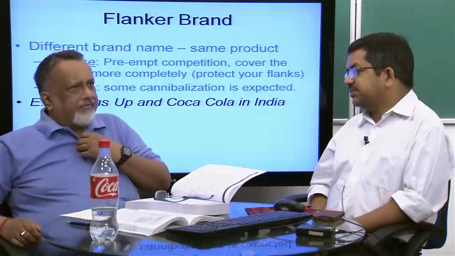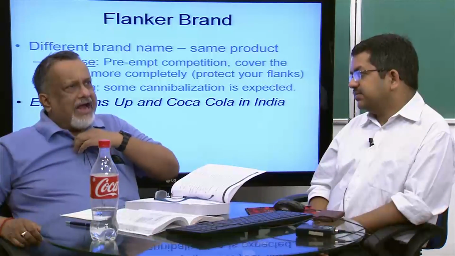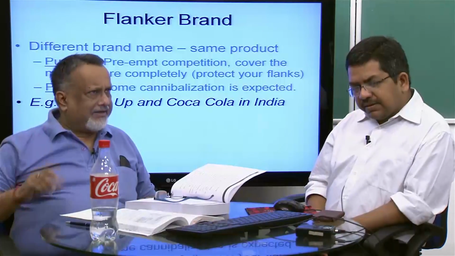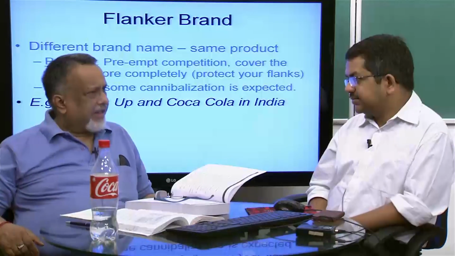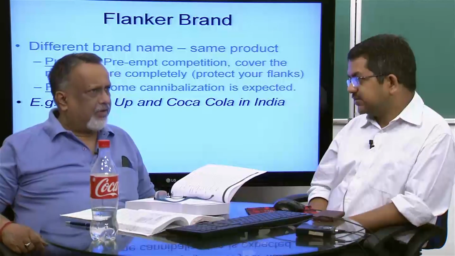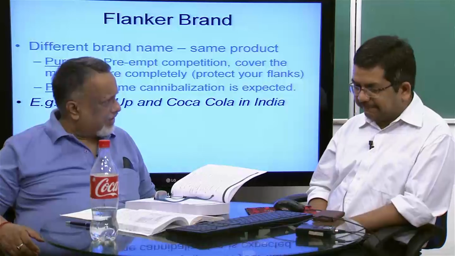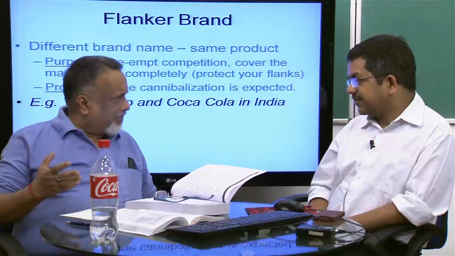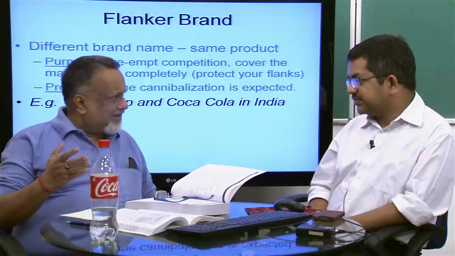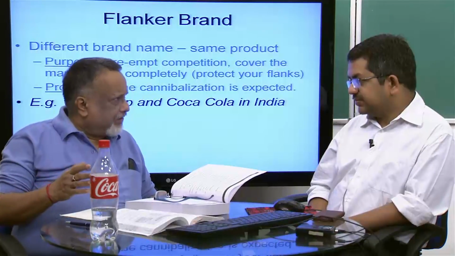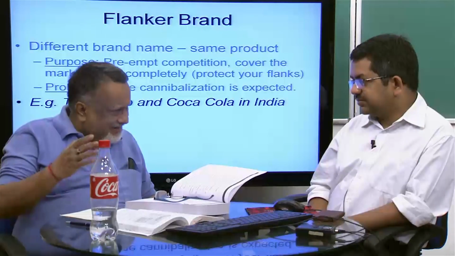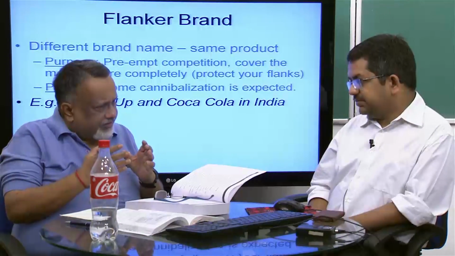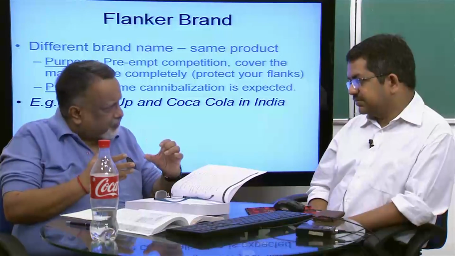Very good point. And I want to close today's discussion with another type of flanker branding, and that could be like this example of Thumbs Up and Coca-Cola in India. So, Coca-Cola is a global brand. It has certain brand properties which it cannot dilute, like for example, its taste, its experimentation with different level of sweetness.